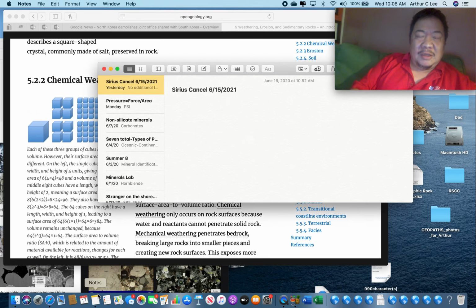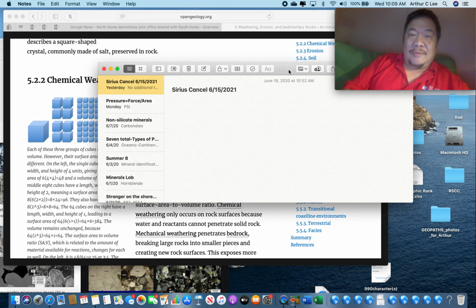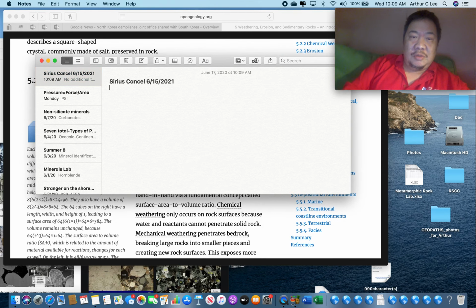I'll write them down so that you have a list. It'll make it easier for you to study for this. So mechanical weathering means you physically break down rocks into small pieces, which we call sediment. They could be gravel, sand, silt, or clay sized.